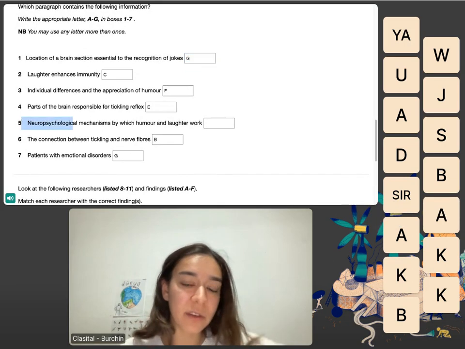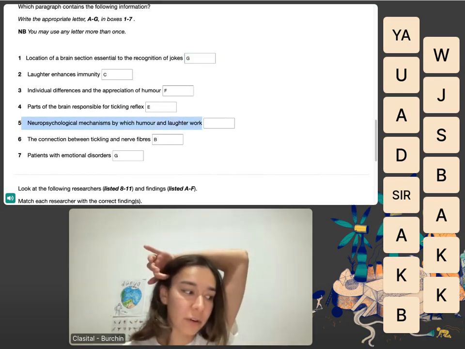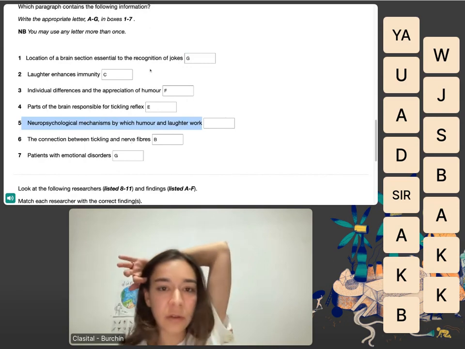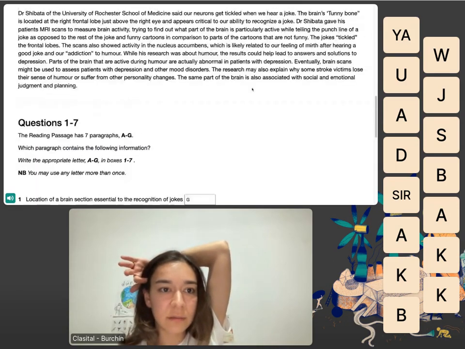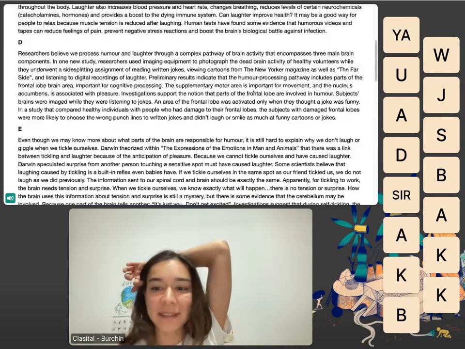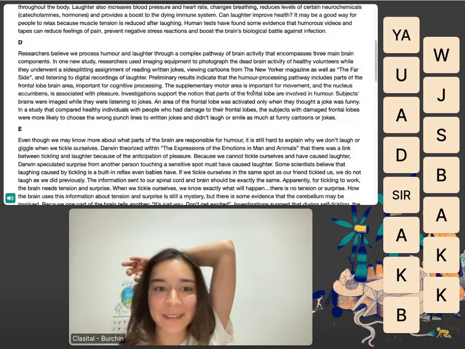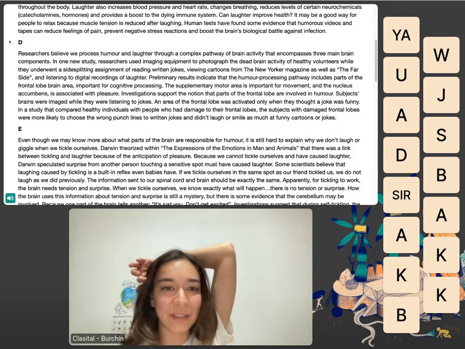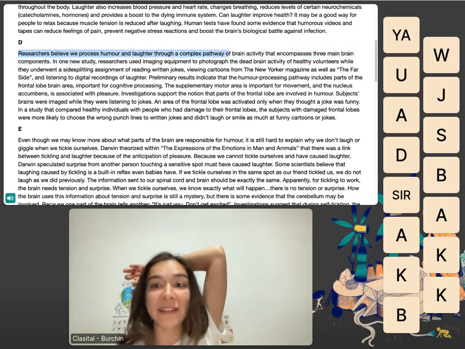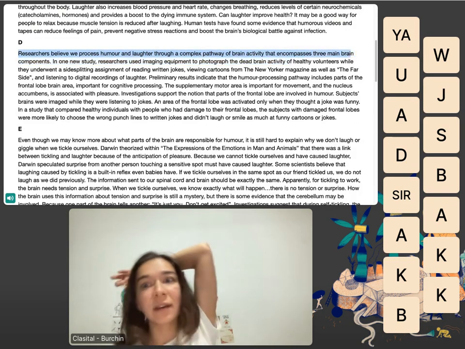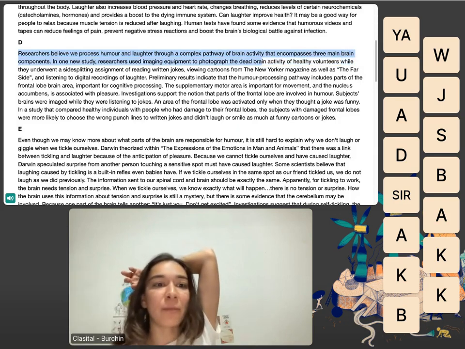Neurophysical mechanism by which humor and laughter work. Shoot, how did I miss that? I missed that because I think we did. Yes, because we put D to that one. Researchers believe that we process humor and laughter through a complex part of brain activity that encompasses three main brain components.